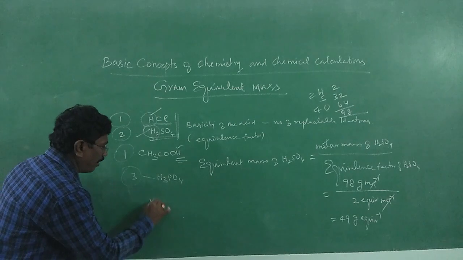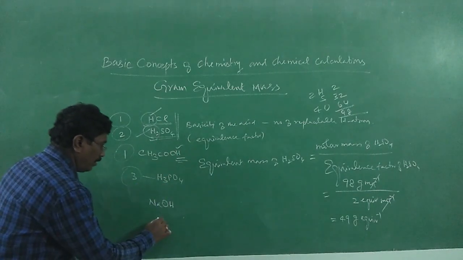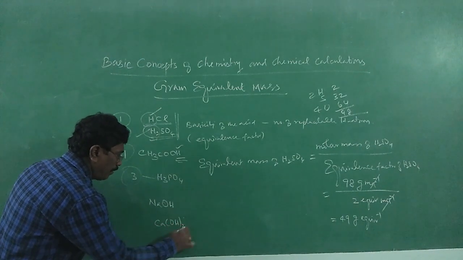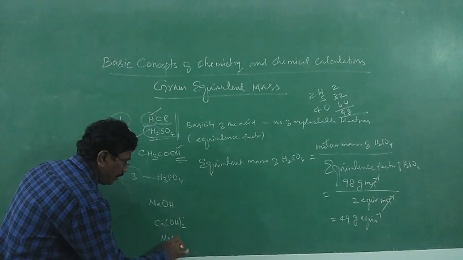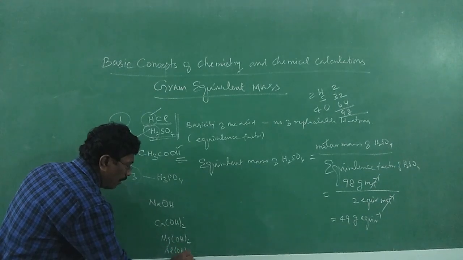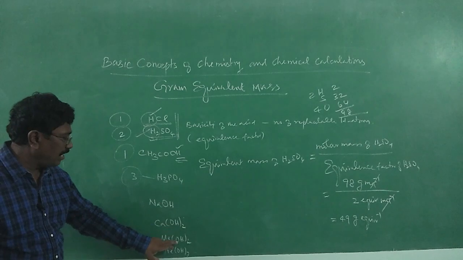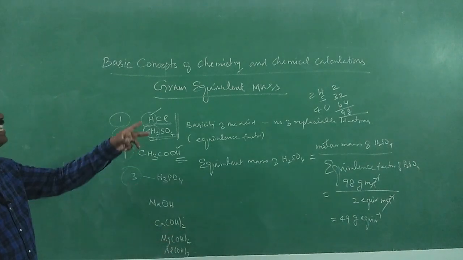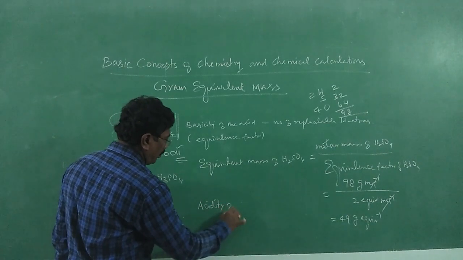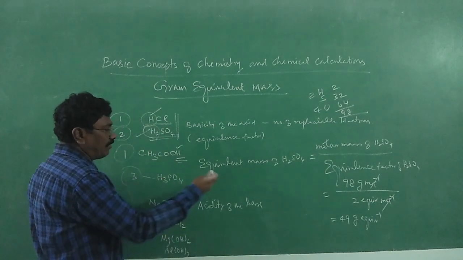Let us take sodium hydroxide, a base. Sodium hydroxide, calcium hydroxide, magnesium hydroxide, aluminum hydroxide. I have given 4 bases. The number of replaceable hydroxyl groups in these bases is said to be the acidity of the base. Basicity for the acid, acidity for the base.